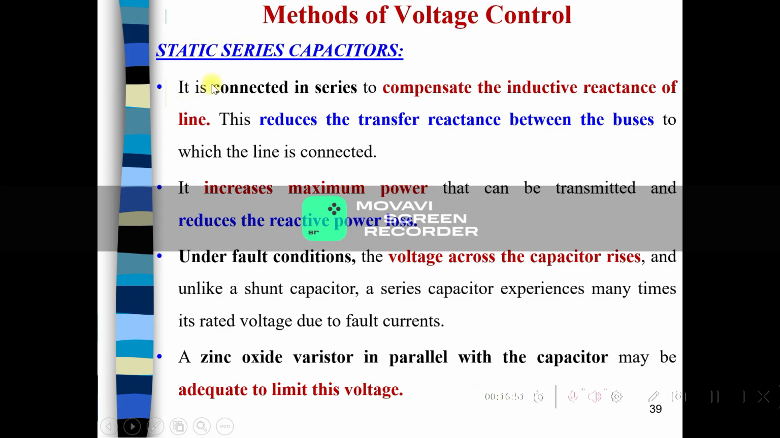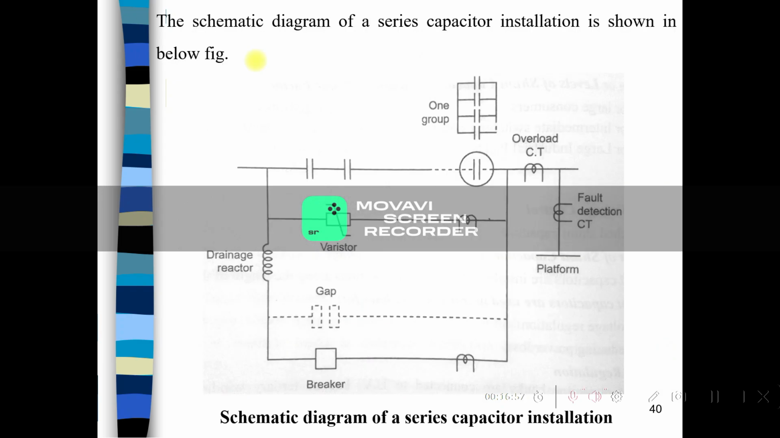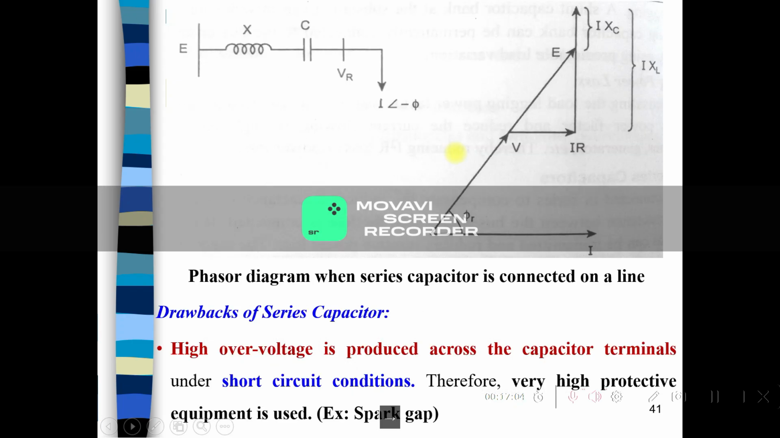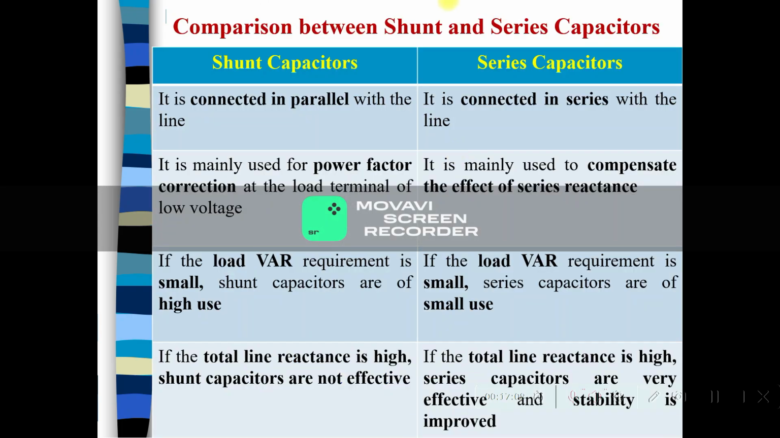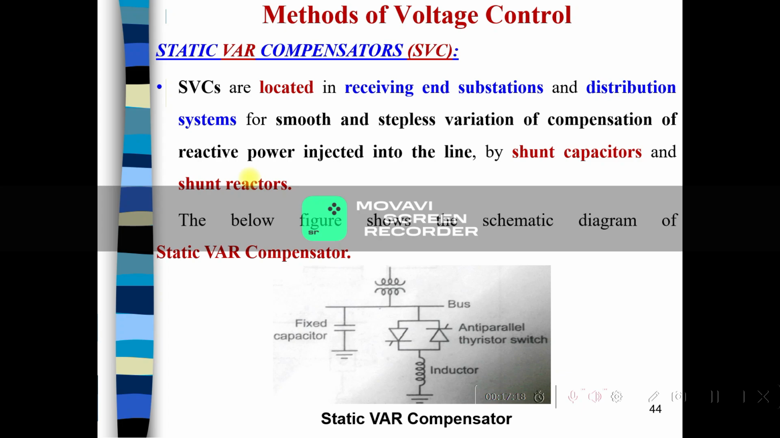Methods of voltage control: static series capacitors. These series capacitors are connected in groups of capacitors in the transmission line. So the drawbacks. So the comparison of shunt capacitors and series capacitors. Its advantages and applications. Static var compensator.